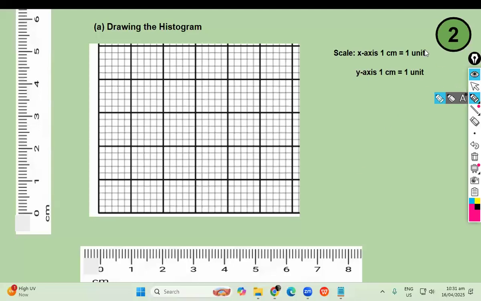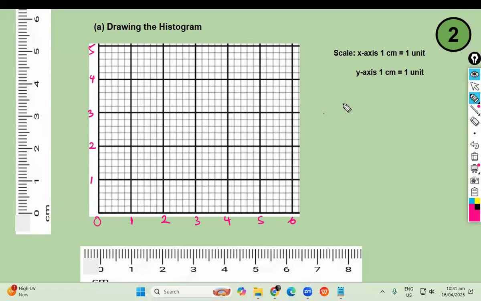So let's see if you got it correct. If this is your graph paper, here was 0, every 1 centimeter was 1. Over here too: 1, 2, 3, 4, 5. So both axes happen to have the same scale.